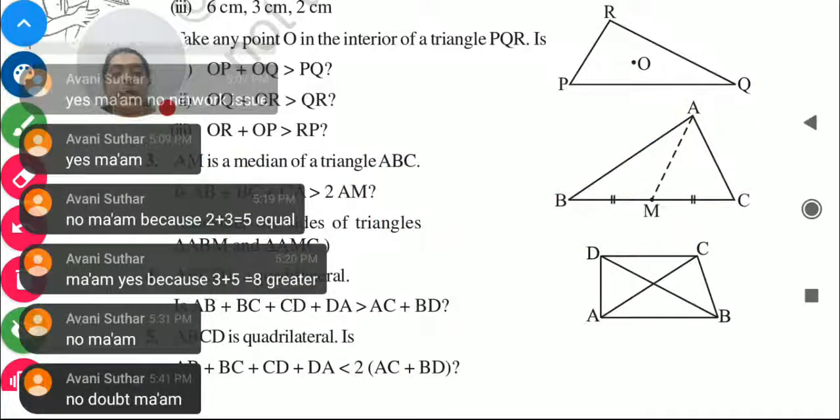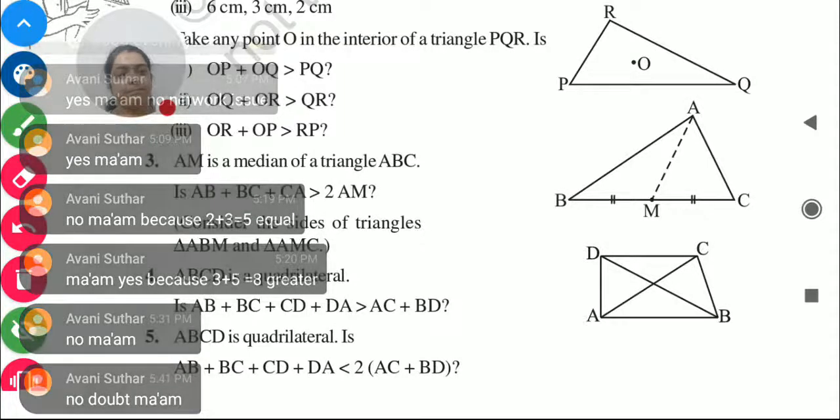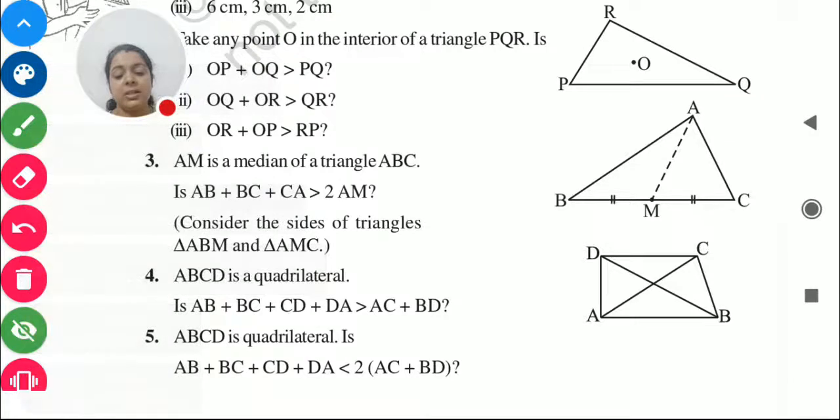Okay, fine. What about the next one? Only one student is answering. What about others? They are not responding. Okay, fine. So if you have no problem, the same goes for question number 4 as well.